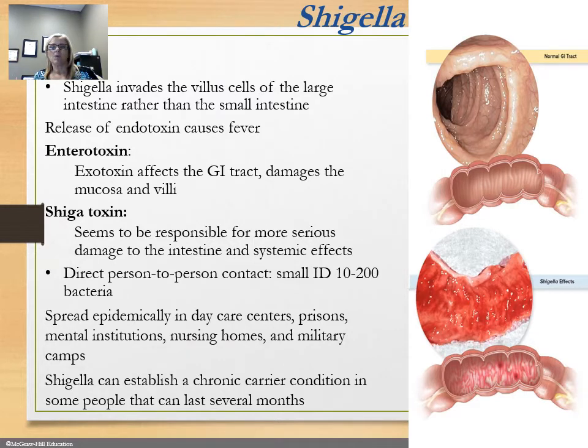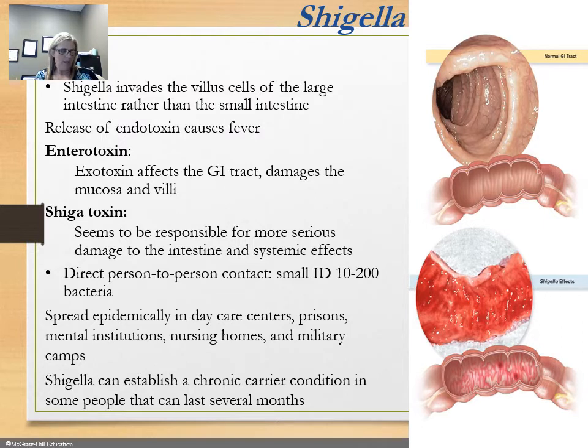And so you don't have perforation, however, which can happen with things like C. diff, Clostridium difficile. This is going to be an oral route, direct person-to-person contact. It's going to have a very small infectious dose, can be as small as 10 bacteria. And the disease is mostly going to be associated with poor sanitation, malnutrition, or overcrowding.